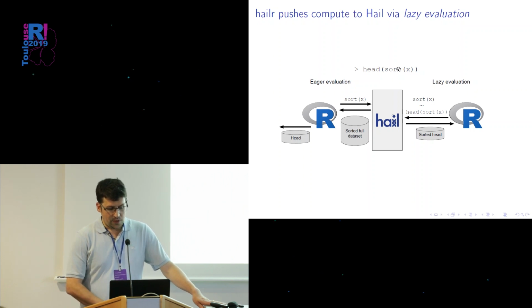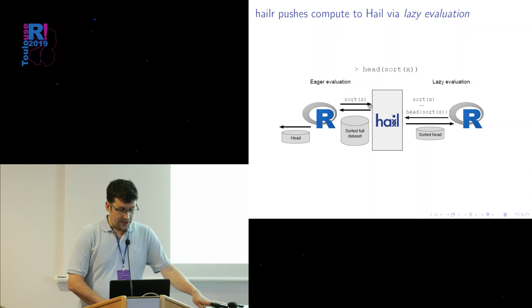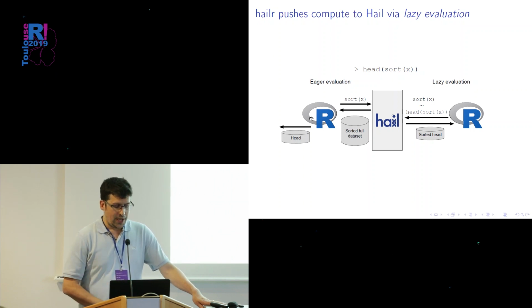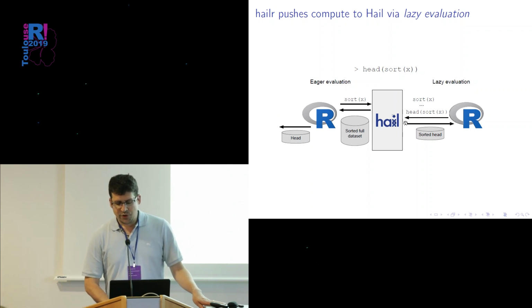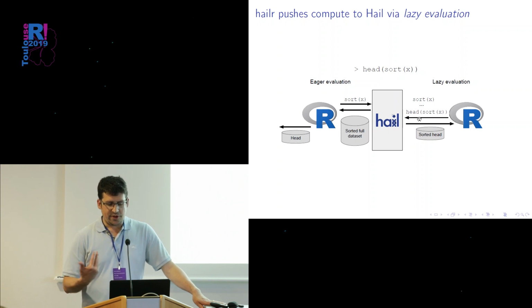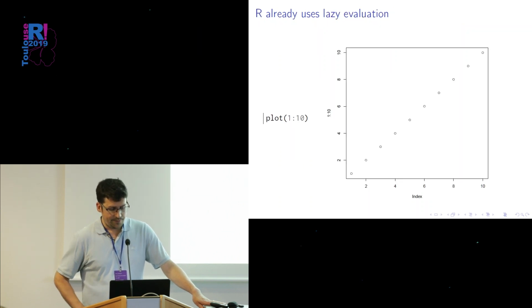So if we were to call sort on this object with eager evaluation, you would immediately call Hail, and then you get back the full data set, which might be quite large, and then you would take the head of that afterwards. But with lazy evaluation, you would capture the sort operation, and then capture on top of that the head operation, and then you would ask Hail for the head of the sorted data, and then you'd only have to get that back to R. So it reduces data transfer and allows Hail to do optimizations on its side.